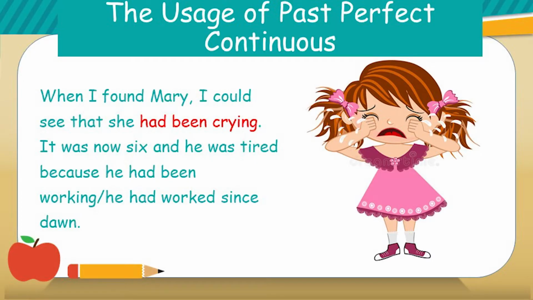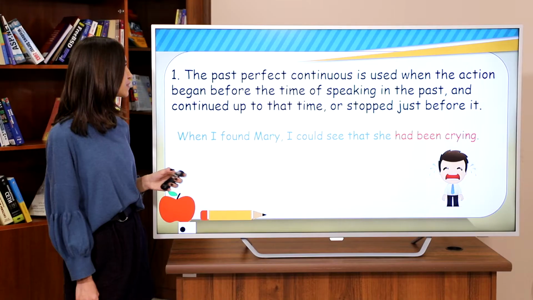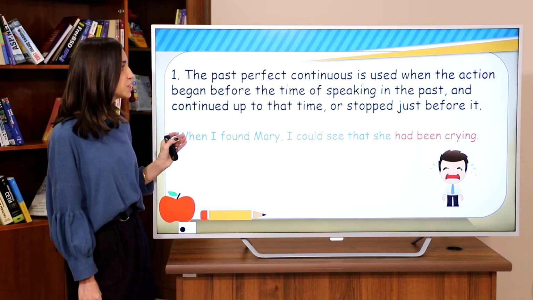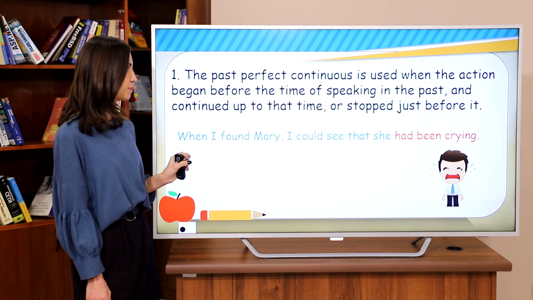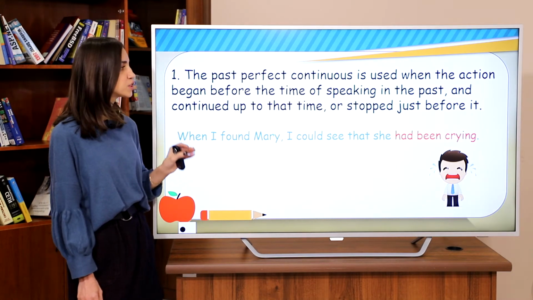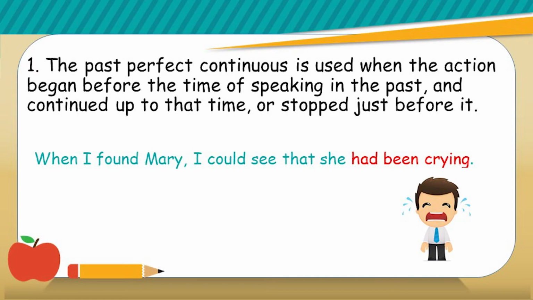So, now let's read this example. When I found Mary, I could see that she had been crying. It was now 6 and he was tired because he had been working or he had worked since dawn. What do we understand? So, the past perfect continuous is used when the action began before the time of speaking in the past and continued up to that time or stopped just before it.